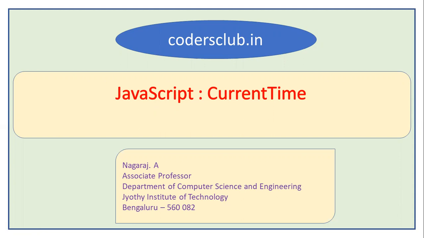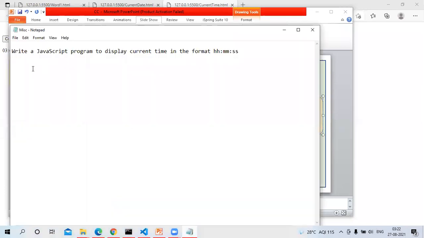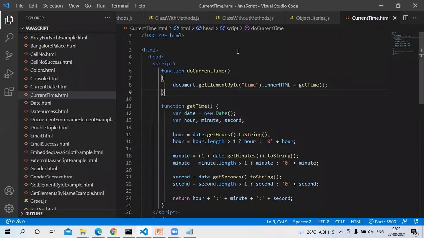In this program, we will see how to display the current time in the format hour, minute, and second. So this is the problem statement. Write a JavaScript program to display the current time in the format HH:MM:SS. That means hour, minute, and second. So I am opening Visual Studio Code.